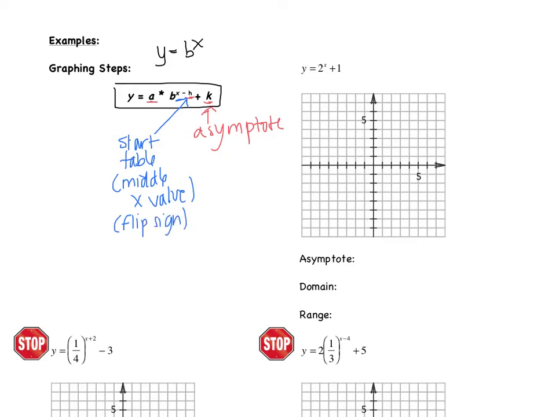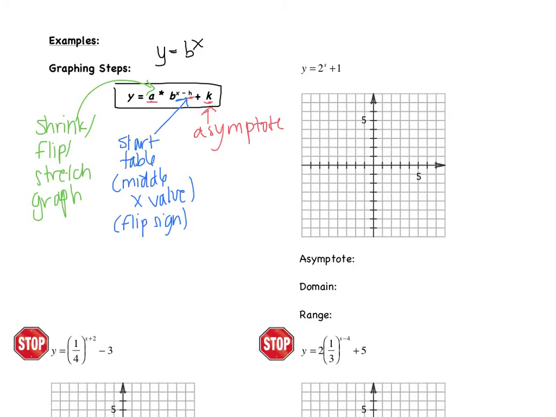And then the last one is the a. The a is either going to shrink, flip, and or stretch the graph. This is one that you don't really need to worry about. We're going to worry about the h and the k, so the asymptote and then the middle value.